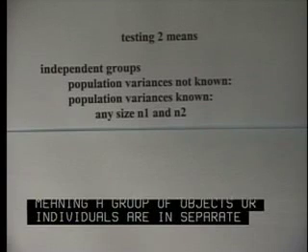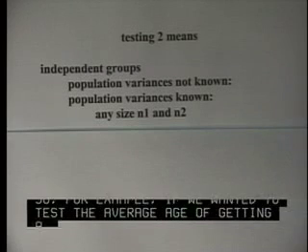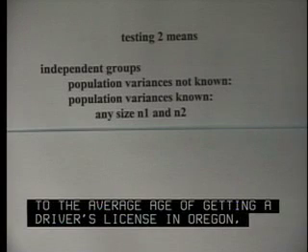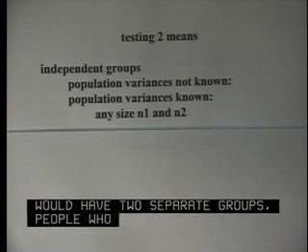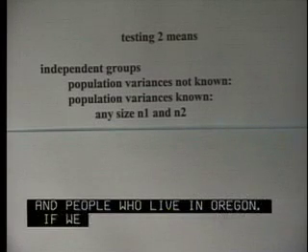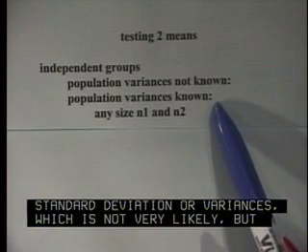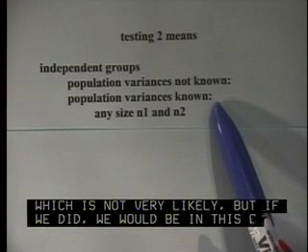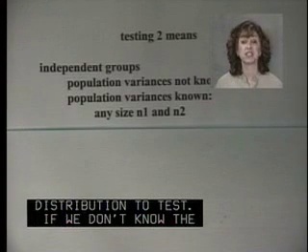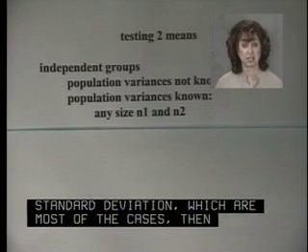So for example, if we wanted to test the average age of getting a driver's license in California to the average age of getting a driver's license in Oregon, we would have two separate groups, people who live in California and people who live in Oregon. If we knew the population standard deviation or variances, which is not very likely, but if we did, we would be in this case, and then we would use the normal distribution to test. If we don't know the population variance, the population standard deviation, which are most of the cases, then we use the student t distribution to test.